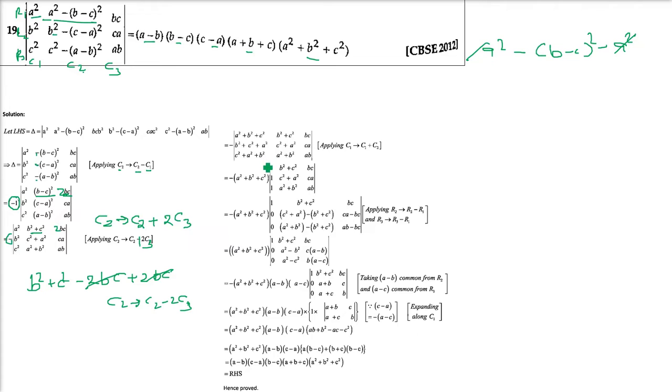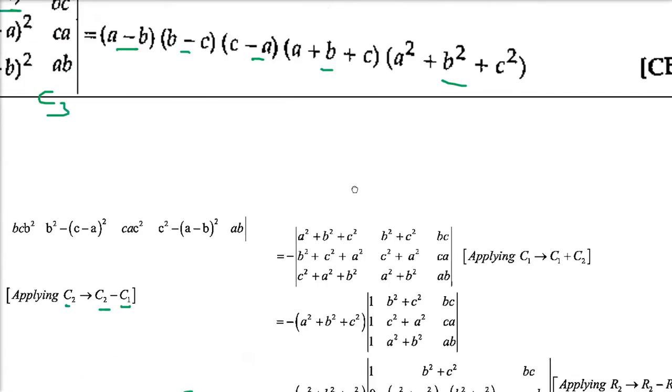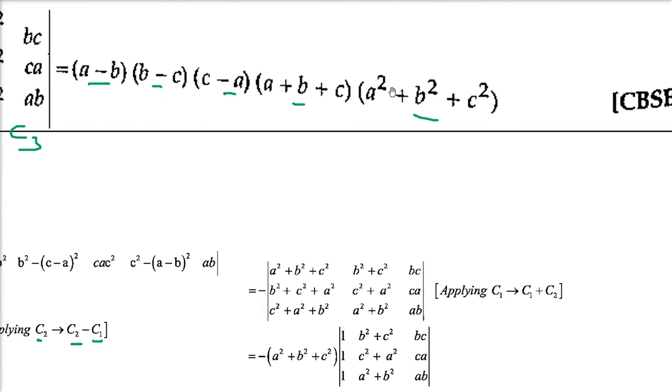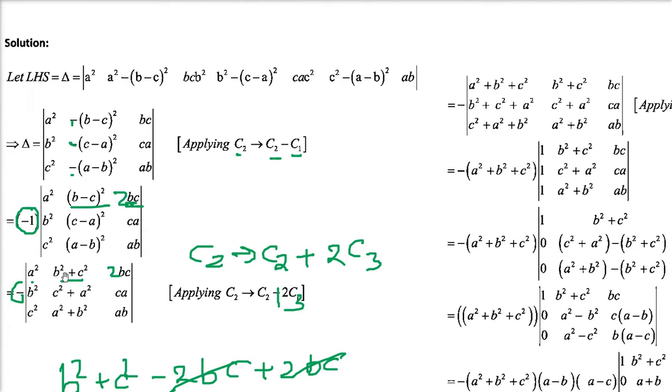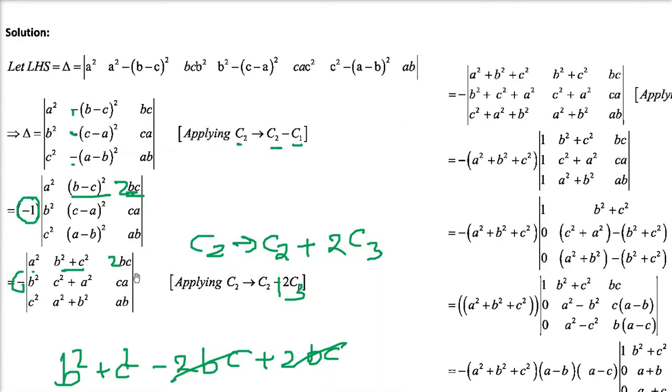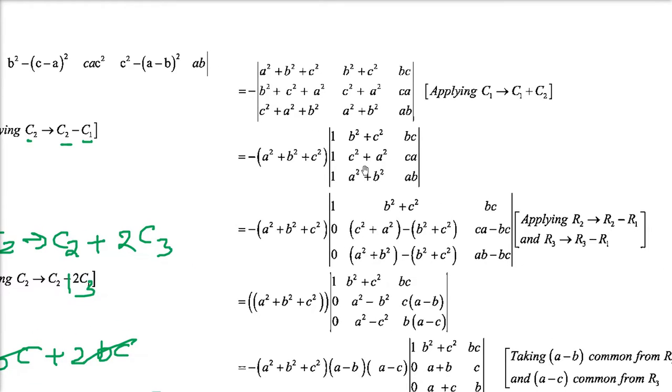Next step will be, because we have the first column and the second column, if we add these two columns, what do we get? If we add these two columns, we get a square plus b square plus c square, because in the answer, you see there is a square plus b square plus c square. So we are adding column 1 and column 2, and we get a square plus b square plus c square, and that can be taken out. Once you take it out, the negative is already there. We get 1, 1, 1.